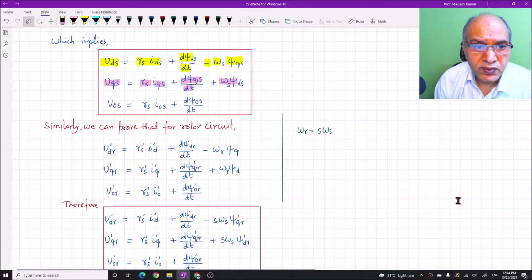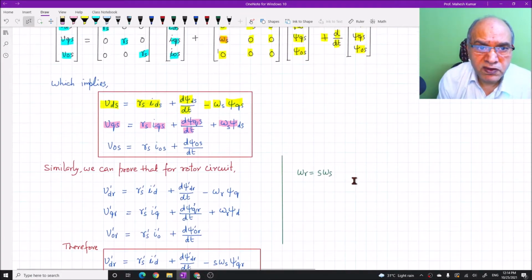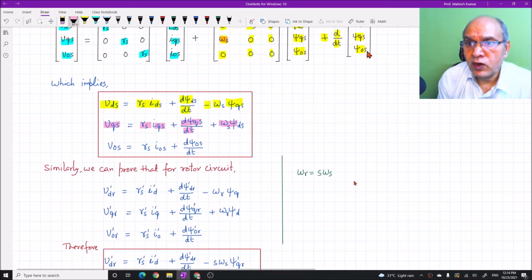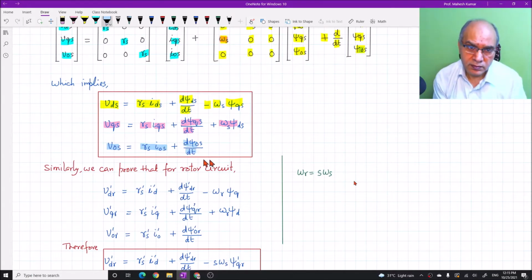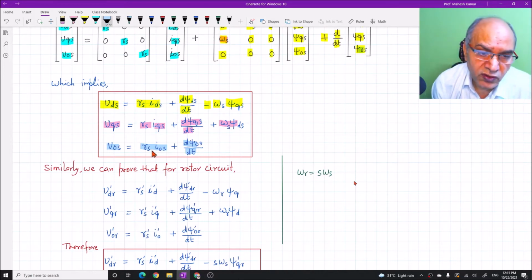And the V0s is much more simplified because there is no term from the cross coupling terms. So it is simply Rs into I0s. So this is Rs I0s plus d psi 0s by dt, okay, this term. So these are the voltage equations in the dq0 frame of reference.